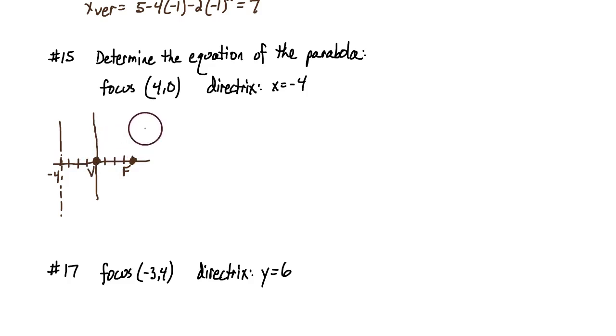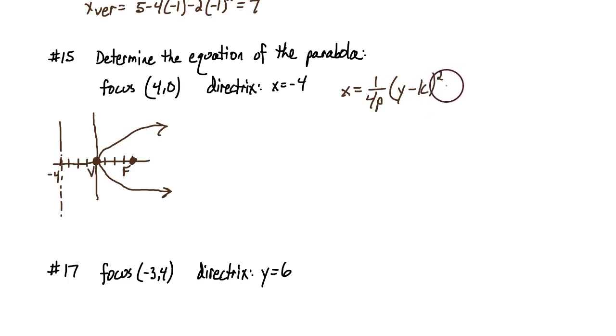And let's make a quick sketch. We won't try to be accurate, but the parabola will wrap around the focus and look generally like this. That's what we need to make the equation of. Because this is a sideways opening parabola, which opens to the right, the general form is x equals 1 over 4p times y minus k squared plus h, where h and k are the vertex, and the letter p is representing the distance from the vertex to the focus.